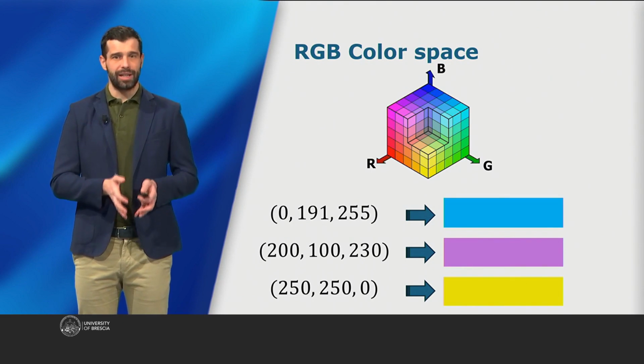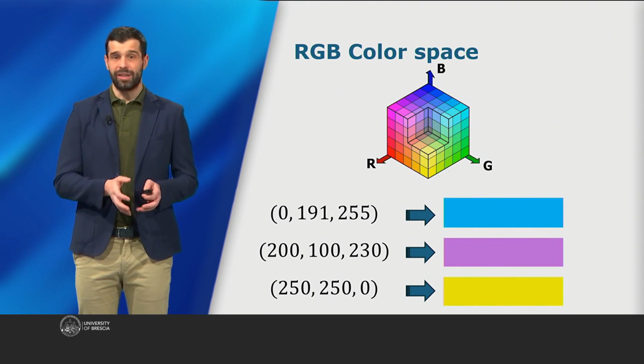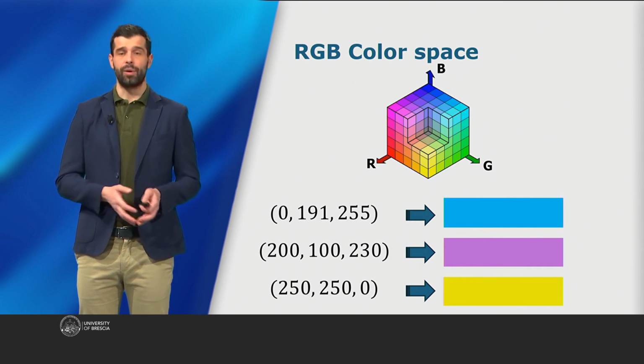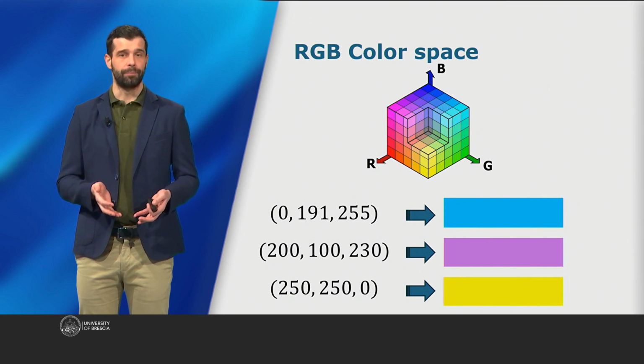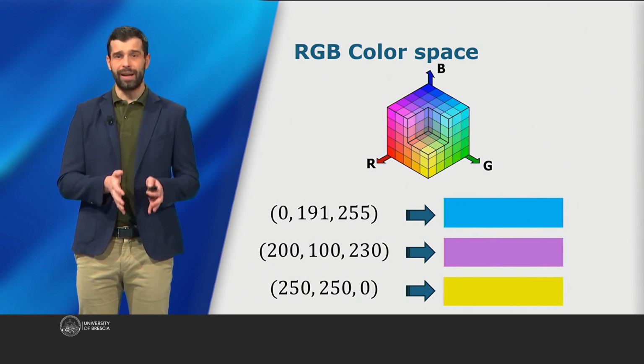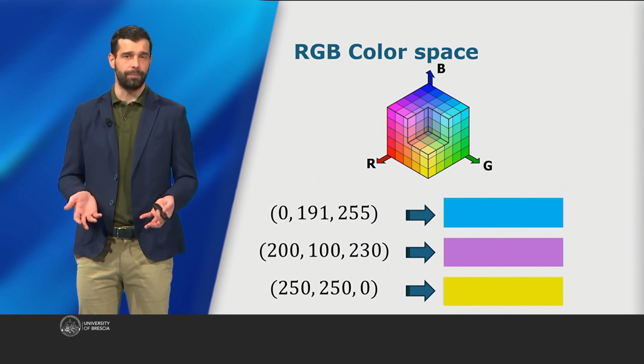In the RGB color space, each color is associated with a triplet of numbers. So, for example, a certain combination of numbers might represent a light blue, another combination a violet, and yet another a yellow. So, depending on which numbers I put in this triplet, I can create a different color. By changing this triplet, I also change the color.